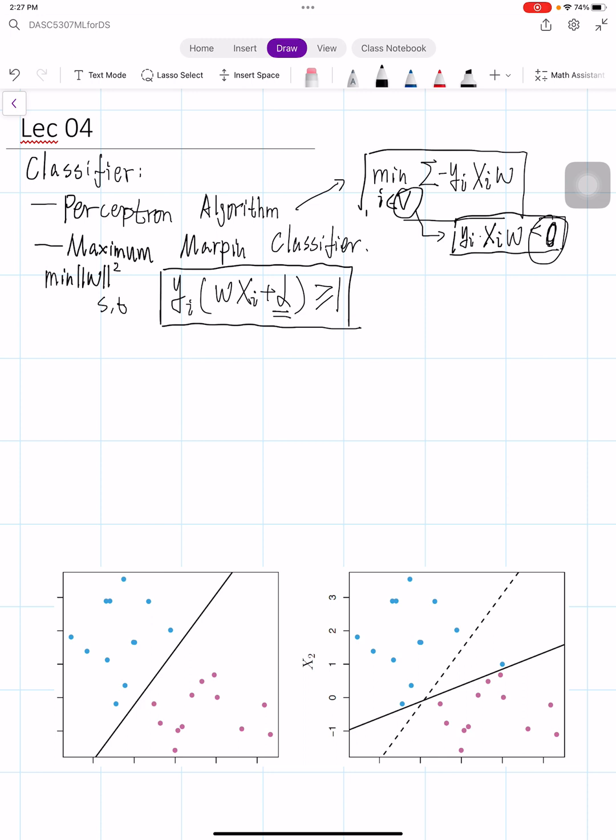So this is also called the hard margin classifier. Also called the hard margin support vector machine, SVM.